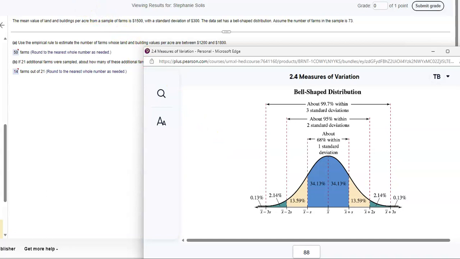And so for our specific problem, let's see if I can get where I can write on here. For our particular problem here, the mean's 1,500. That's the middle of our data. And the standard deviation is $300. Can't write too well with my mouse. So right here, the mean's 1,500.